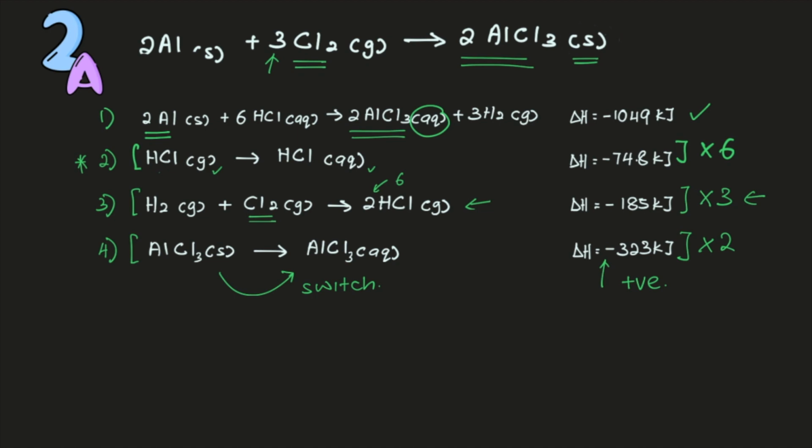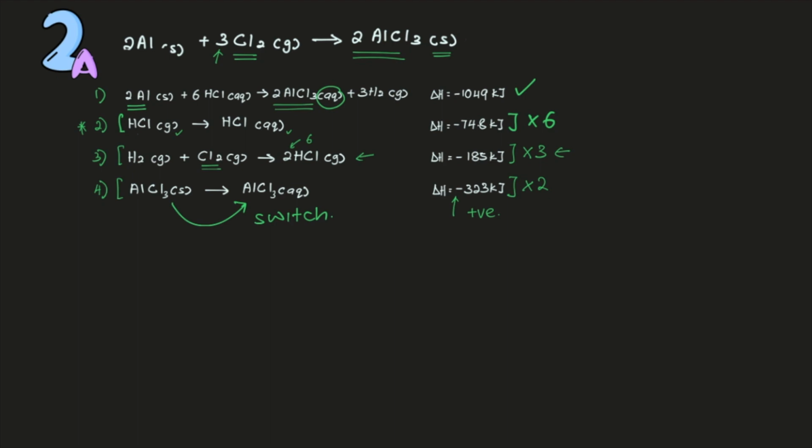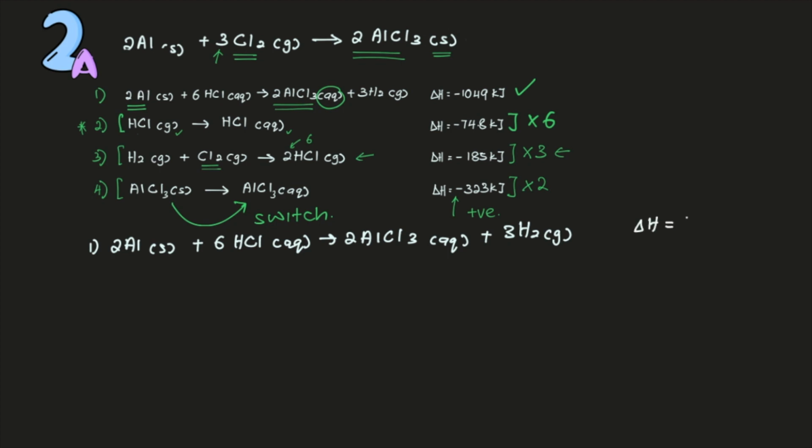So we are just going to copy back everything here so that we can look at it properly and we'll see how it goes. So now we're going to copy back all these equations so that it's easier for us to see. So the first equation, we have 2Al in solid form plus 6 HCl in aqueous, you will produce 2AlCl3 in aqueous and also 3H2 in gaseous form. Your delta H will be equivalent to negative 1049 kilojoules.